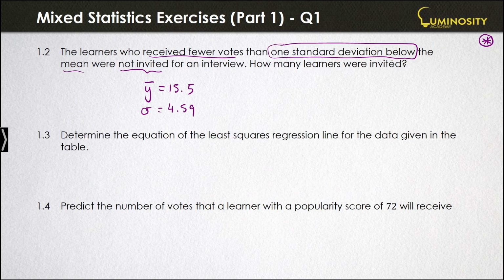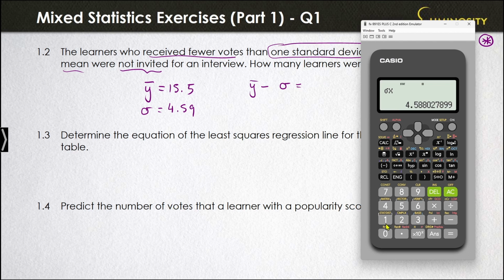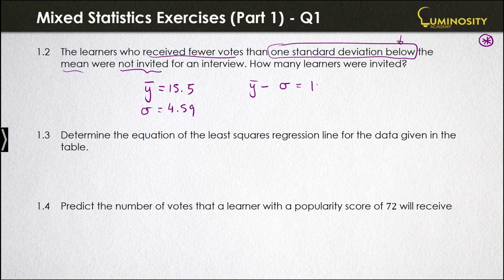So it says one standard deviation below. So that means y bar minus one sigma value. So that's going to be 15.5. So clear everything, 15.5 minus 4.59, and you get 10.91. So that is the value of one standard deviation below the mean.